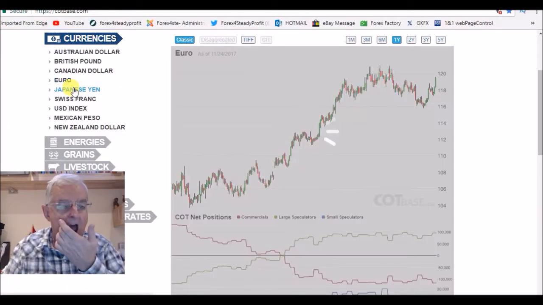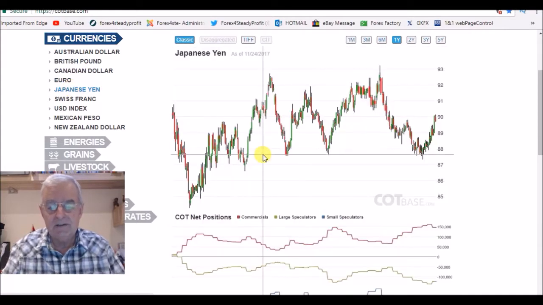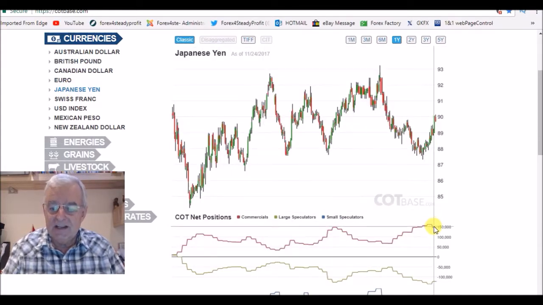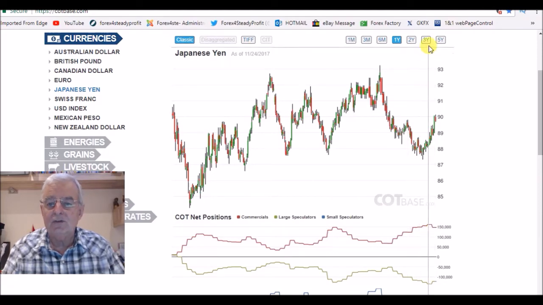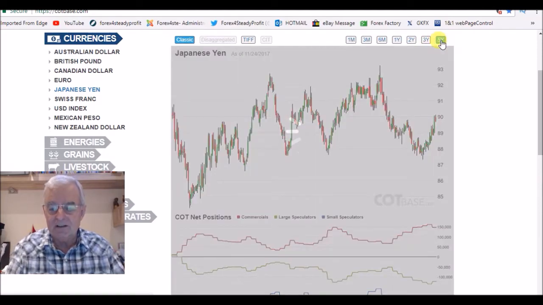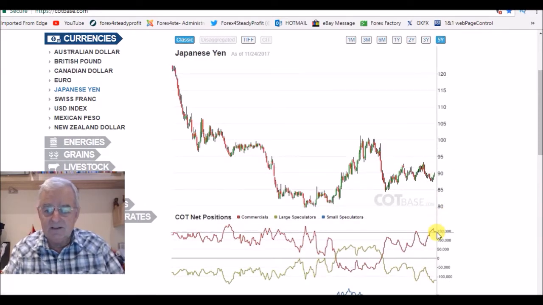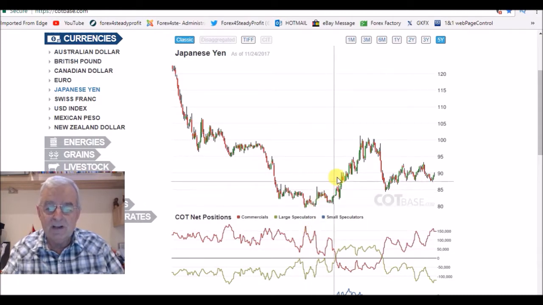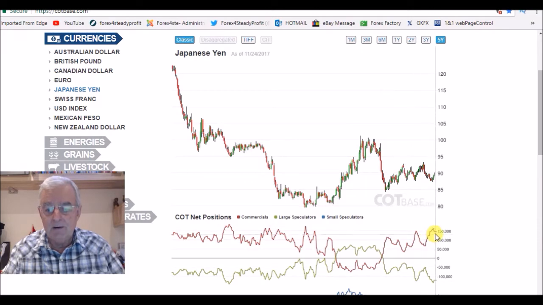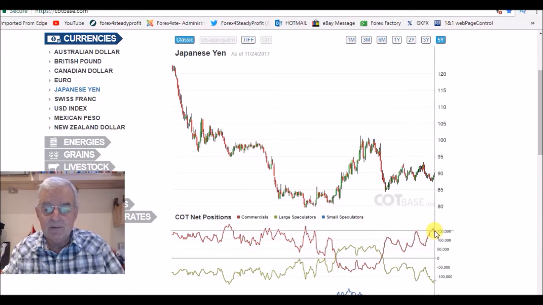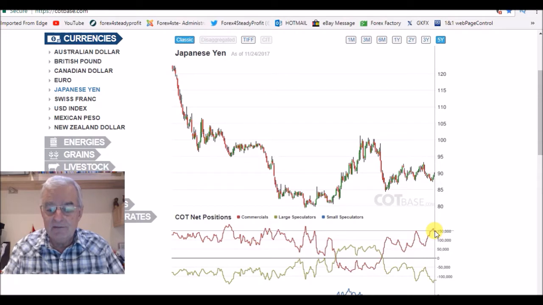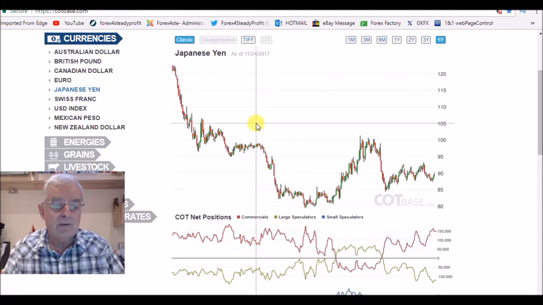Japanese yen. The Japanese yen, the commercials are very bullish of this. I think actually if we look at a 5-year chart, and you look back, you can see some of the positions taken in the past, notably here and even here, where we had this really nice follow through. We're in a bullish position at the moment, and I am expecting far higher prices to unfold.